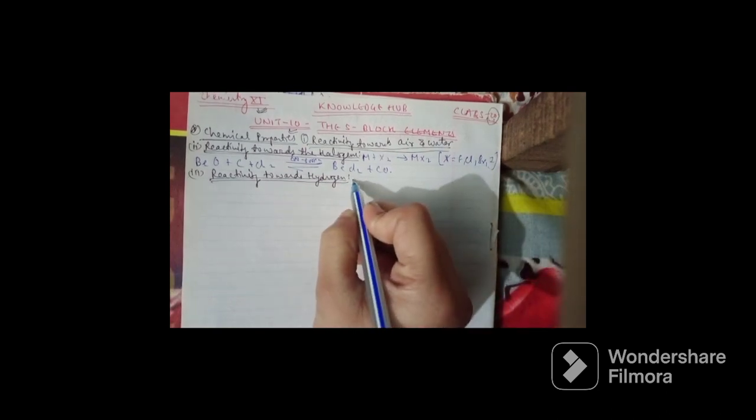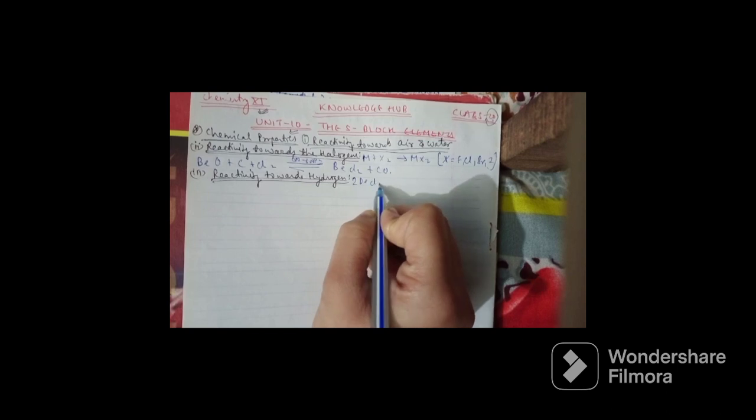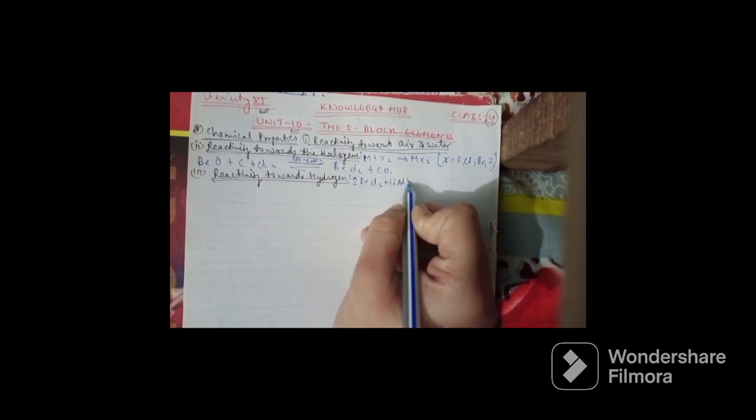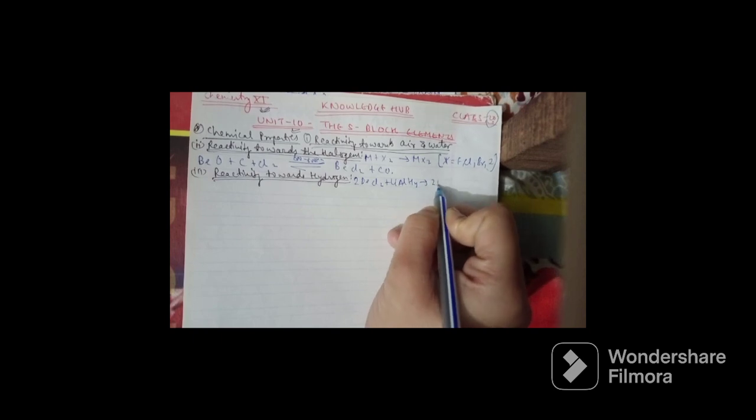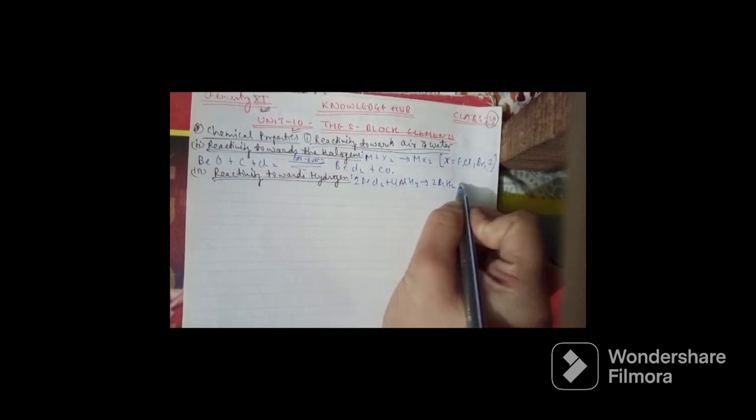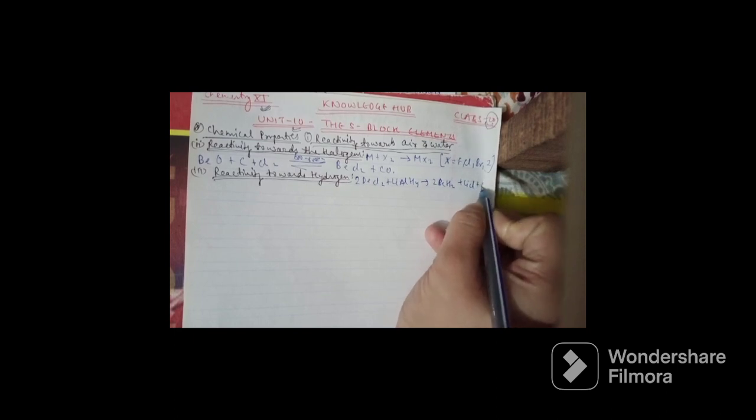In terms of it, all the elements except beryllium combine with hydrogen upon heating to form their hydrides, MH2. BeH2, however, can be prepared by the reaction of BeCl2 with LiAlH4. So it will be 2BeCl2 plus LiAlH4 giving 2BeH2 plus LiCl plus AlCl3.